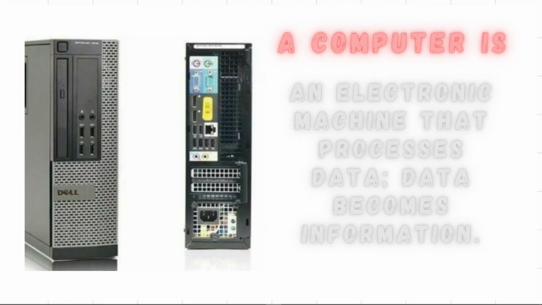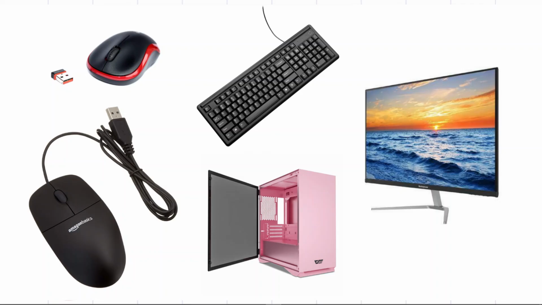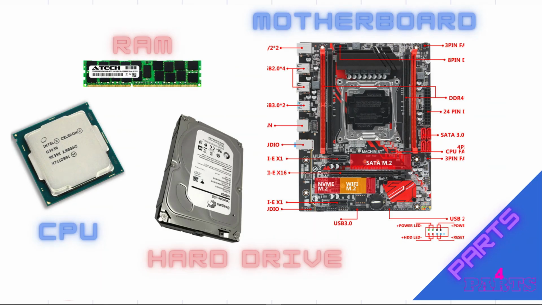Again, a computer is an electronic device that processes data. Data becomes information. To have a computer, you need at least 4 components: mouse, keyboard, monitor, and the case. Inside of the case, we have motherboard, CPUs, RAM, and the hard drive. Those are the elements, the core components, the core elements to call something a computer.